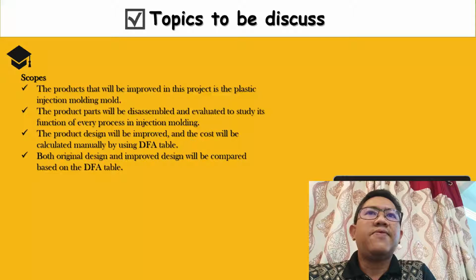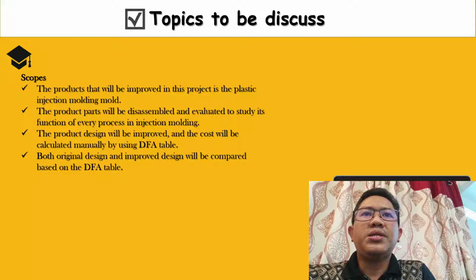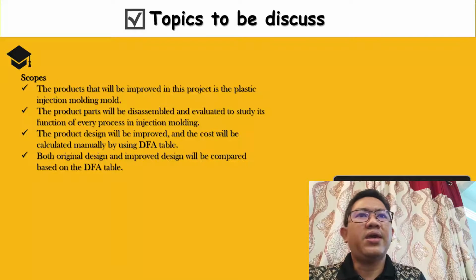And there are four scopes of the project. Actually, the first one is that the product we will be improving in this project is the plastic injection molding mold. The product parts will be assembled and evaluated to study the function of every process of injection molding. The product design will be improved and the cost will be calculated manually by using the DFA table. The original design and better design will be compared based on the DFA table. That's all for chapter 1. Thank you very much.